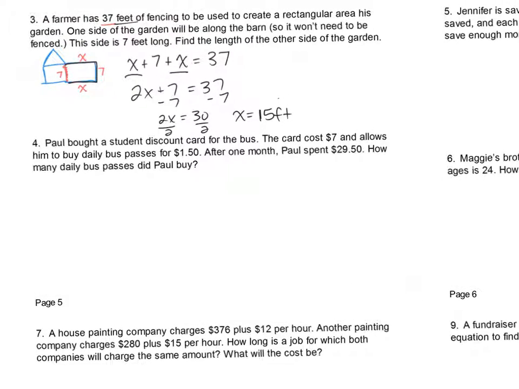Okay, for number 4, Paul bought a student discount card. On the bus, the card costs $7 and allows him to buy daily bus passes for $1.50. After 1 month, Paul spent $29.50. How many daily bus passes did Paul buy? Now, I didn't define a variable on the last problem because it was kind of obvious because I drew a picture. So in this case, since I need to know how many daily bus passes he bought, I'm going to say that P is going to equal a daily bus pass.